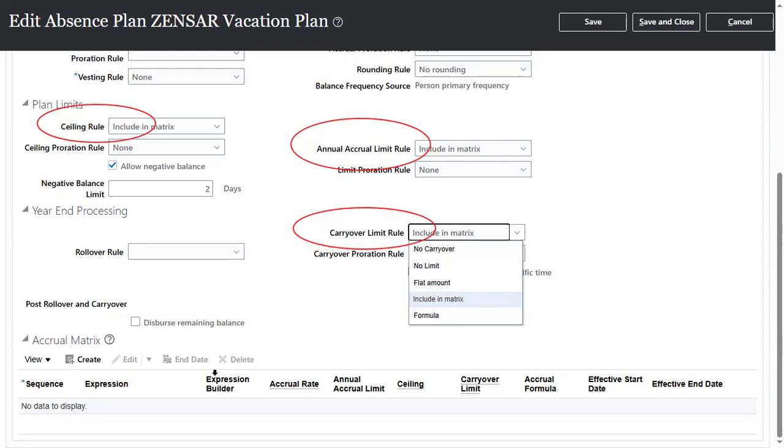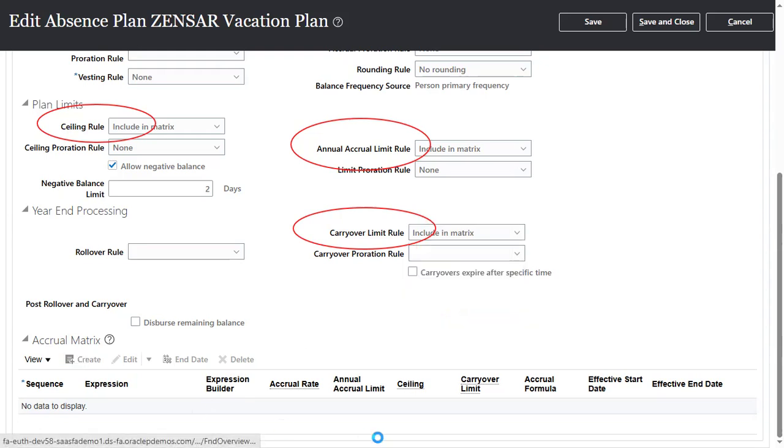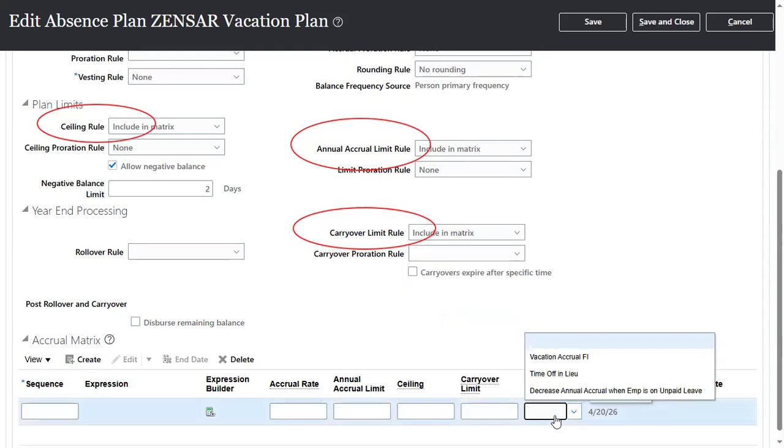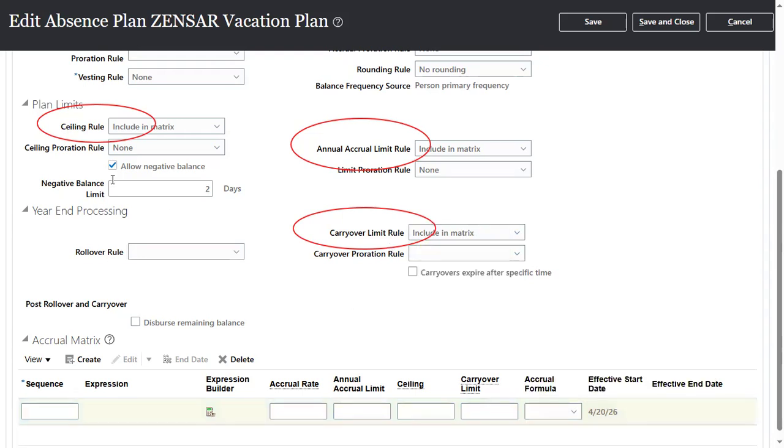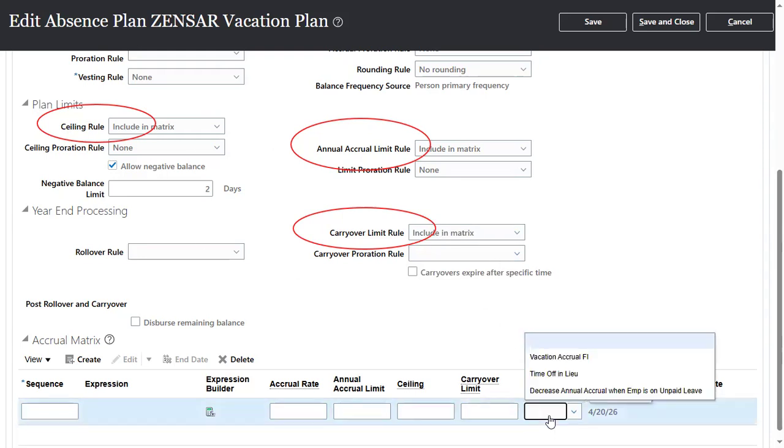Through the expression builder, you can add the options here, and you can also write a formula. Here it is, the accrual formula. If you want separate formulas, say a flat amount for the ceiling rule and flat for the annual accrual limit, but carryover has some different logic dynamically, you can go ahead with the flat amount. But if I want to have logic for all these three, you can include them in the accrual formula and write an accrual formula over here.